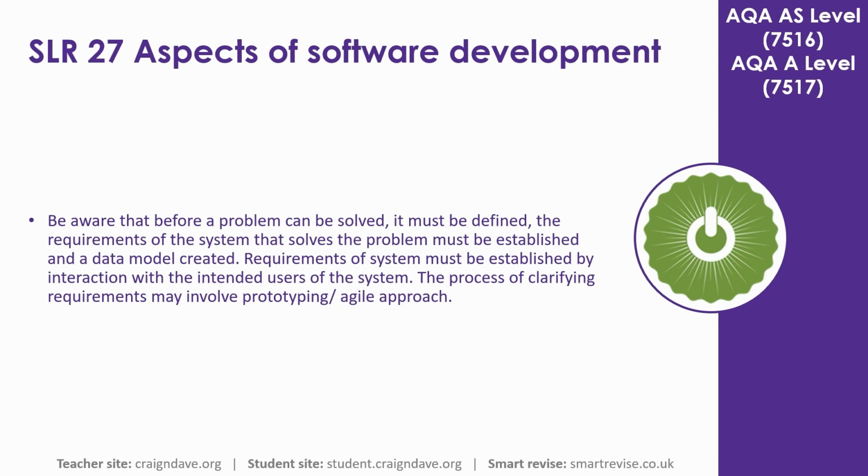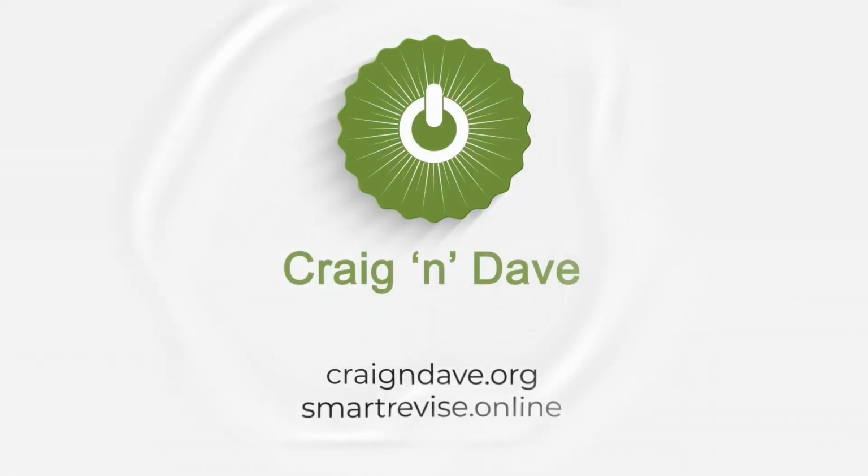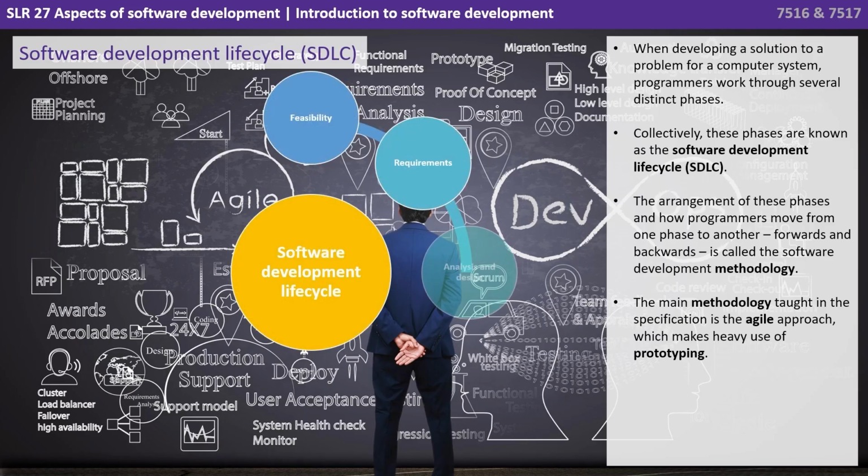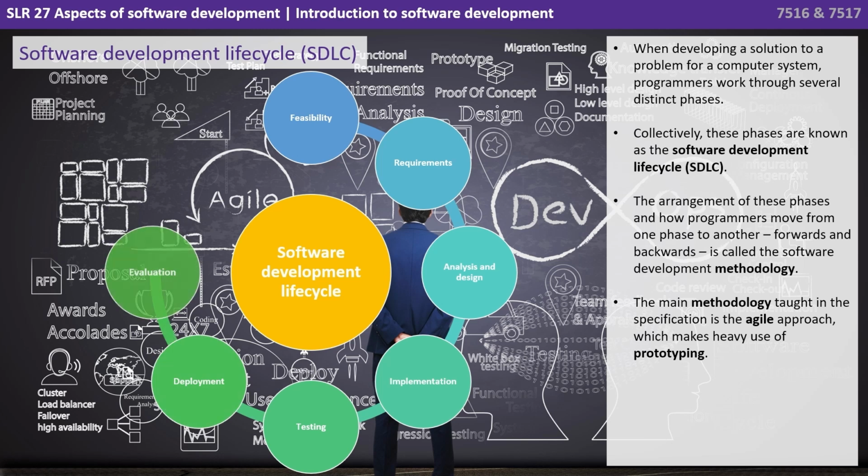In this video, we provide an introduction to the aspects of software development. When developing a solution to a problem for a computer system, programmers work through several distinct phases. Collectively, these phases are known as the Software Development Lifecycle, or SDLC. The arrangement of these phases, and how programmers move from one phase to another, forwards and backwards, is called the software development methodology. The main methodology taught in the specification is the Agile approach, which makes heavy use of prototyping.